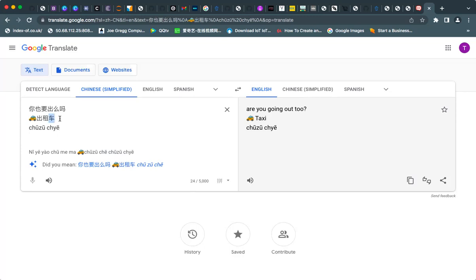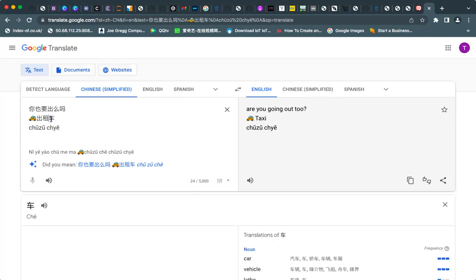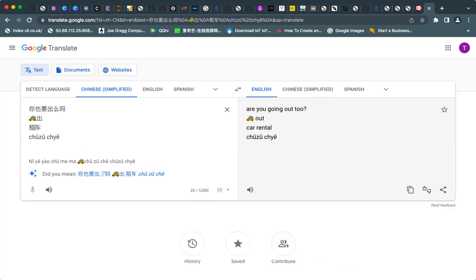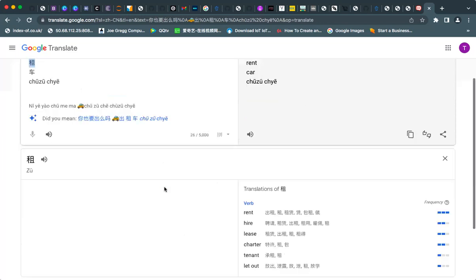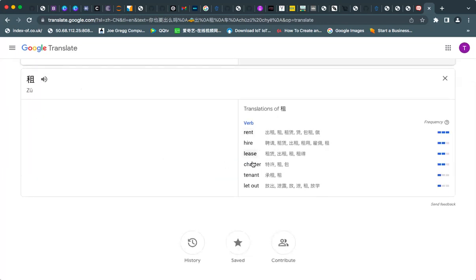So we now have che. We're left with zu. What do you think zu means? Whoa, okay, I don't know that. Okay, so it has to do with renting something. Let's try, okay, it's not allowing me to select it by itself, but I'm going to just hit enter and then try again. Oh yeah, you see here, rent. Okay, so to rent, to hire, to lease.